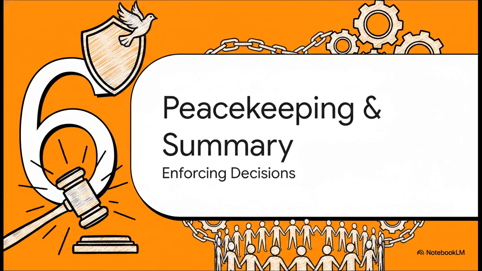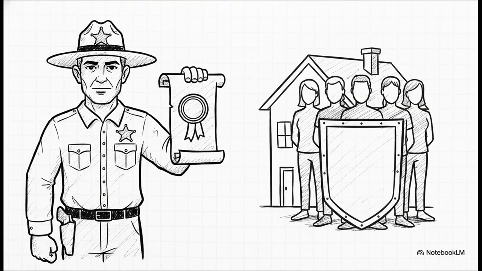Which brings us to our final phase, Section 6, Peacekeeping and Summary. We've seen how a case is heard and decided, but honestly, a court's decision is only as good as its ability to be enforced out there in the real world. Once a jury reaches a verdict and the justice reads the pronouncement, enforcement falls directly to local peacekeeping structures.